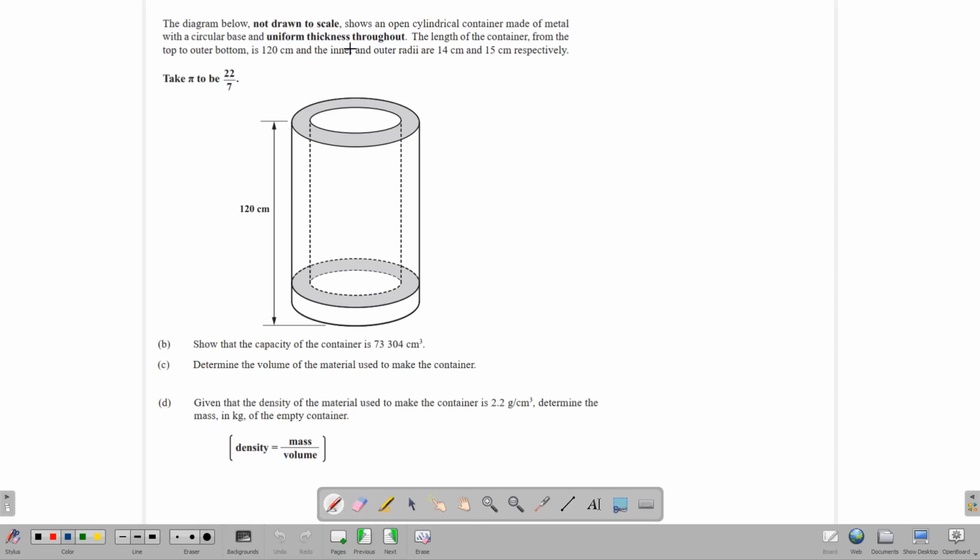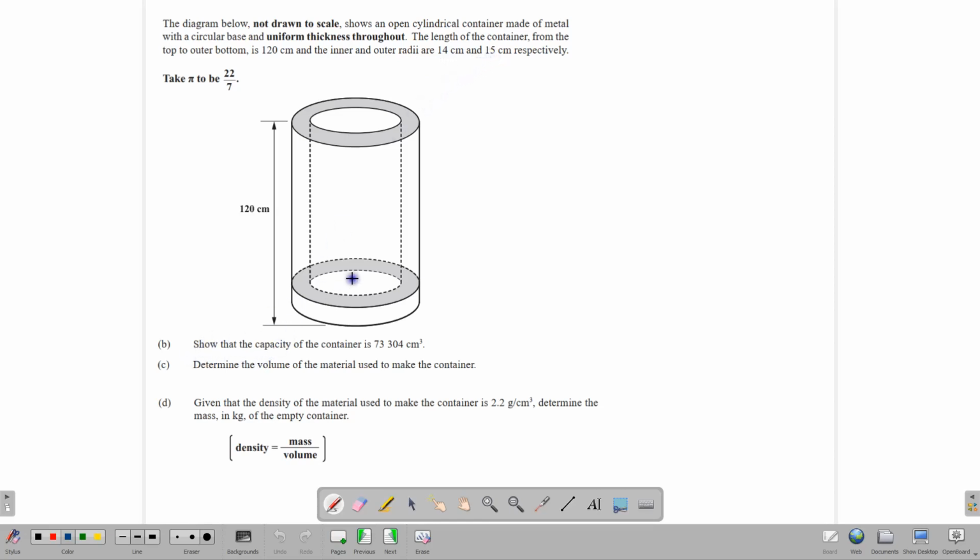And so we're given two numbers, and notice it's in bold, uniform thickness throughout. All right, the length of the container from the top to the bottom on the outside is 120 centimeters, and it has two radii. Radii is the plural of radius. So we have an inside radius and then a radius to the outside, so 14 and 15. We are asked to do some calculations here.